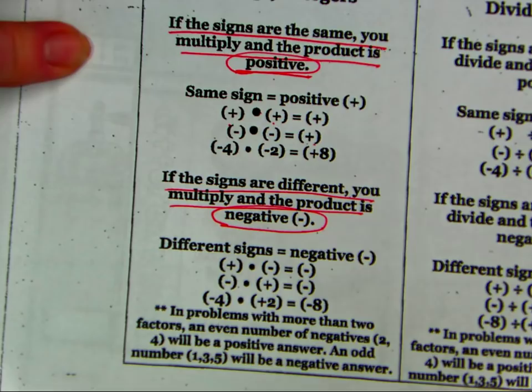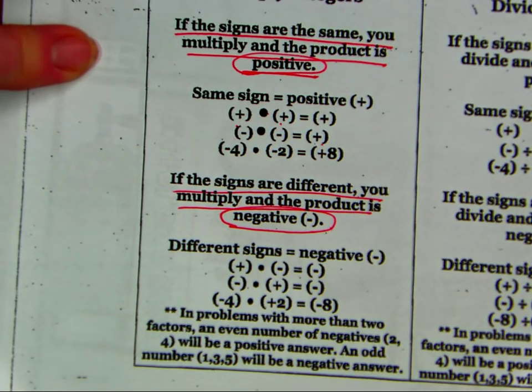Okay, in problems with more than two factors, meaning like 2 times 2 times negative 3, an even number of negatives, 2 and 4, will be a positive answer. An odd number, 1, 3, and 5, will be a negative number. So if you have 3 digits, like 1 times 3 times negative 2, you'll end up with a negative. If you have negative 2 times negative 2 times negative 2 times 1, you'll end up with a positive.